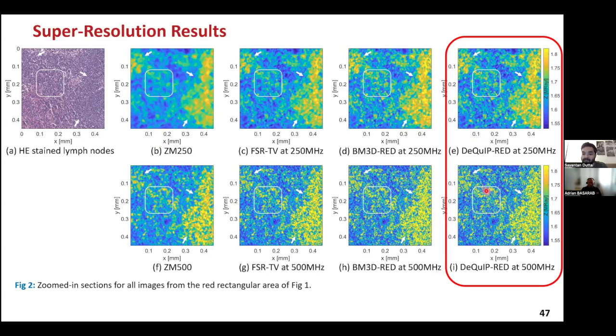But when we try to restore this image from this observation, we can recover much more details in the acoustic impedance map. So you can see that our proposed Dequip RAID algorithm works quite efficiently in this acoustic impedance map, and particularly in this acoustic microscopy system for the resolution enhancement.